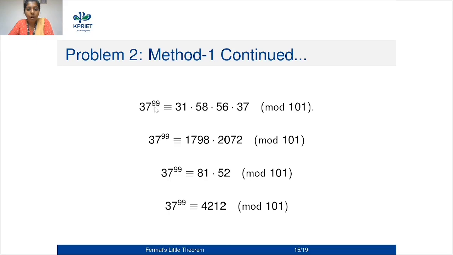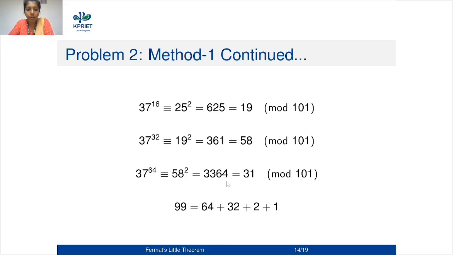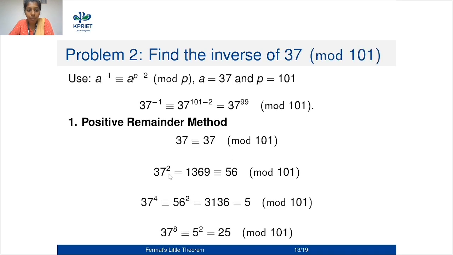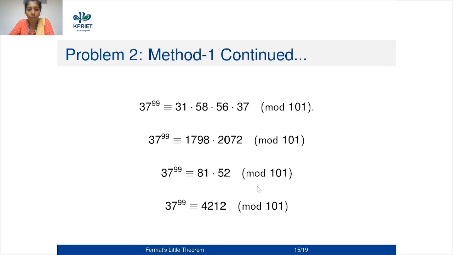So for 37 power 99, let us recall the remainders we have got. For 37 power 64, the remainder is 31. For 37 power 32, the remainder is 58. For 37 power 2, the remainder is 56. And for 37 power 1, the remainder is 37. So let us take all these 4 remainders and place them here.